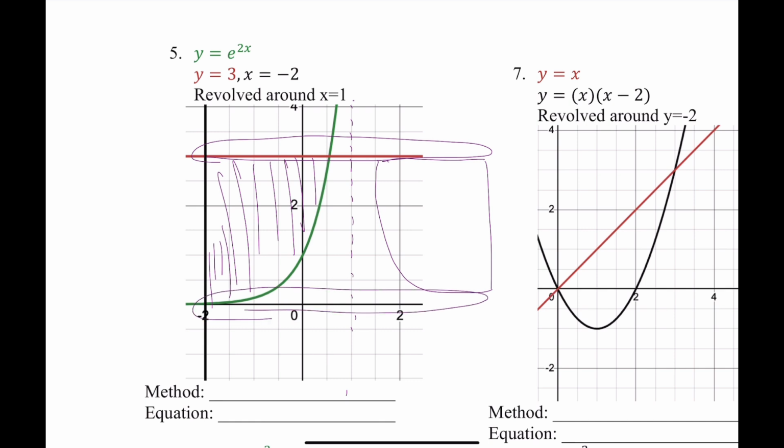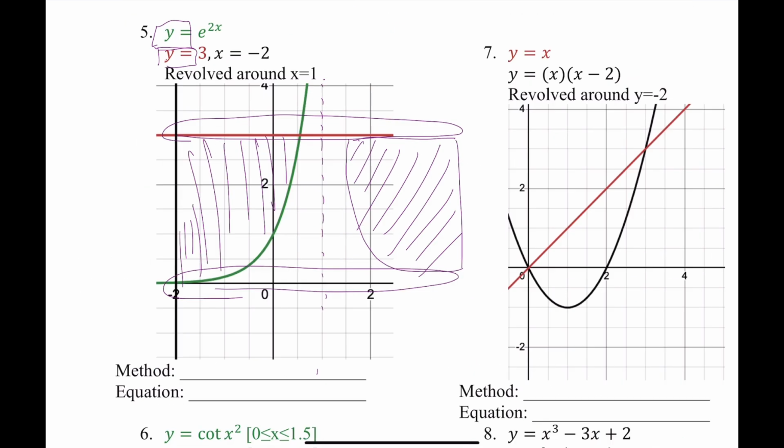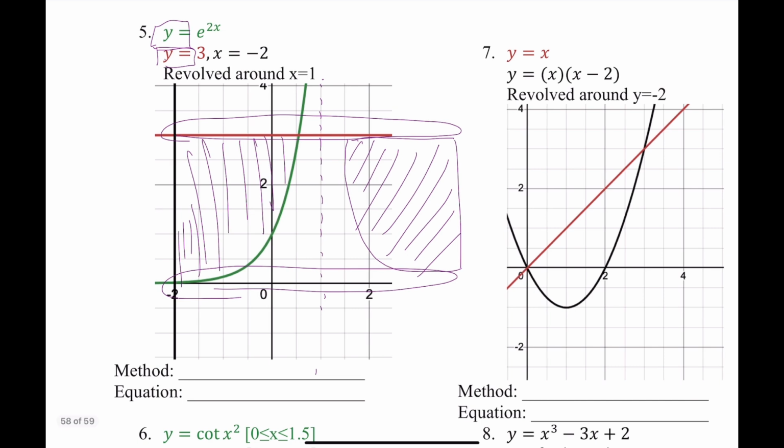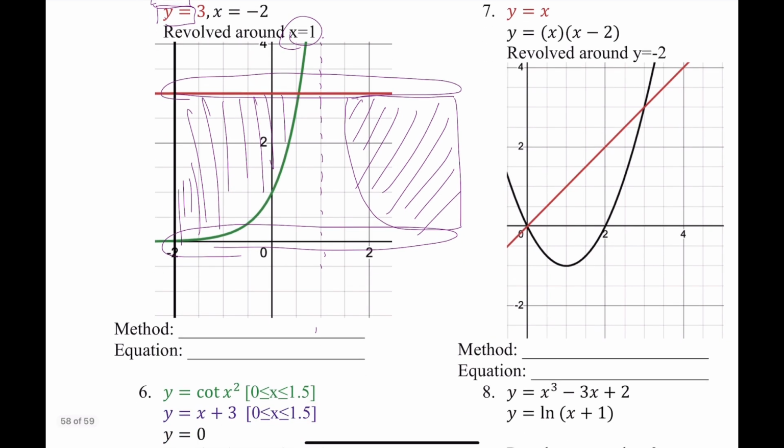As you can see, there is a hollow space in the middle again, right? But this part is not hollow, this is all shaded. The functions are in terms of y equals, while the line of revolution is in terms of x equals. So we're going to use cylindrical shells.